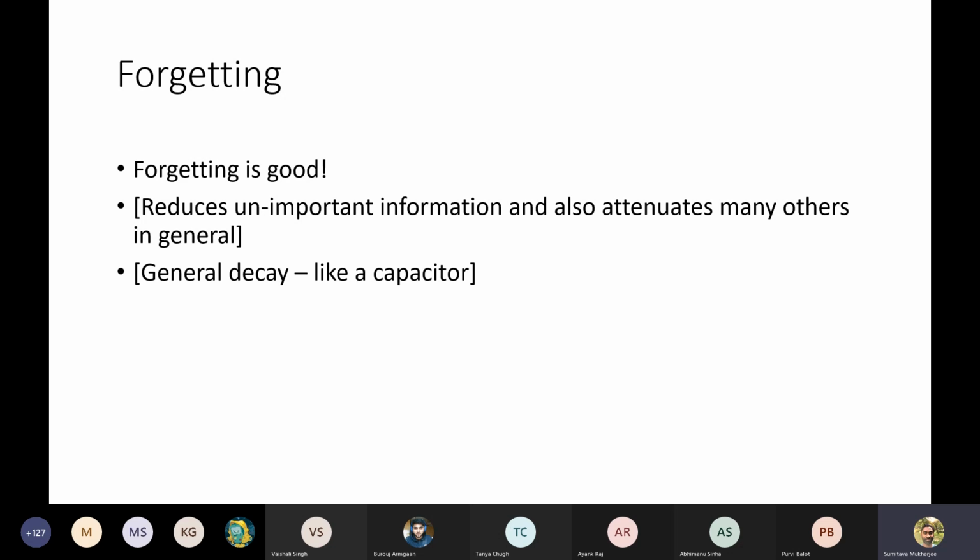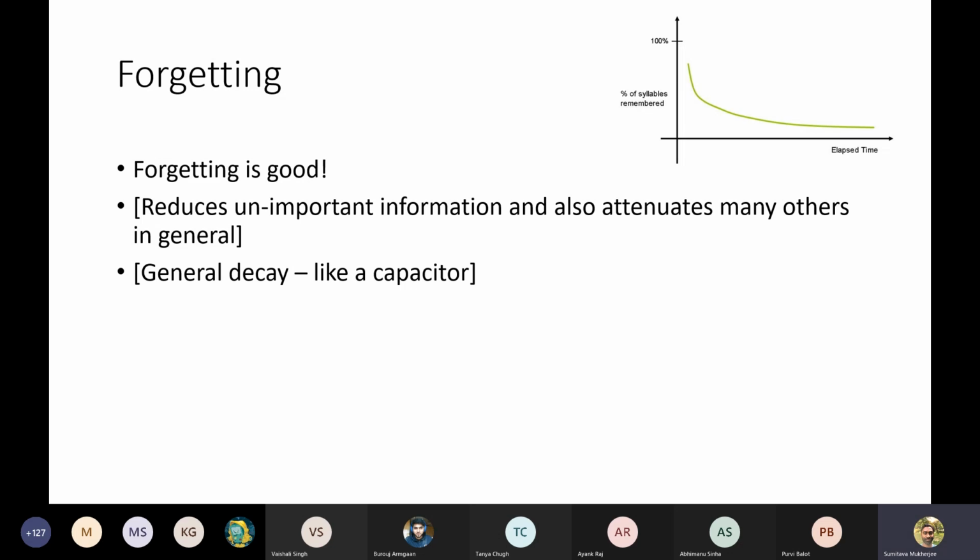Well, essentially, there are two models of forgetting predominantly, but there could be other reasons, and we can talk about that. One is we generally forget everything, because this is more like the metaphor of a capacitor. You store charge in a capacitor, it keeps on decaying. So we are forgetting all the time, every single day, every single moment of our life. So there's a general decay happening, and that's how you can think of a capacitor.